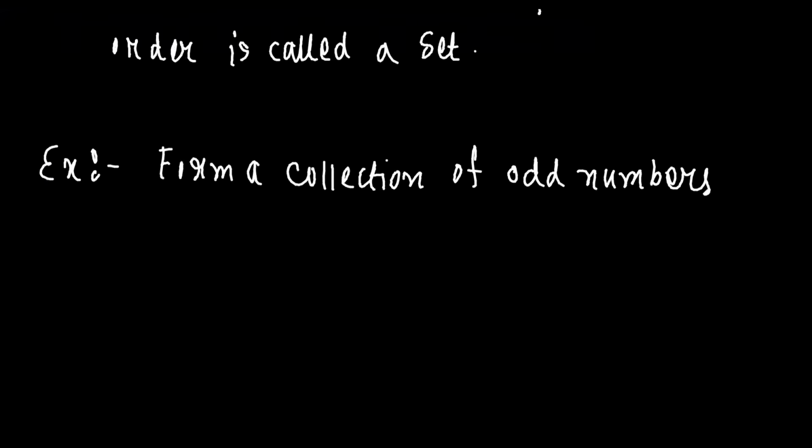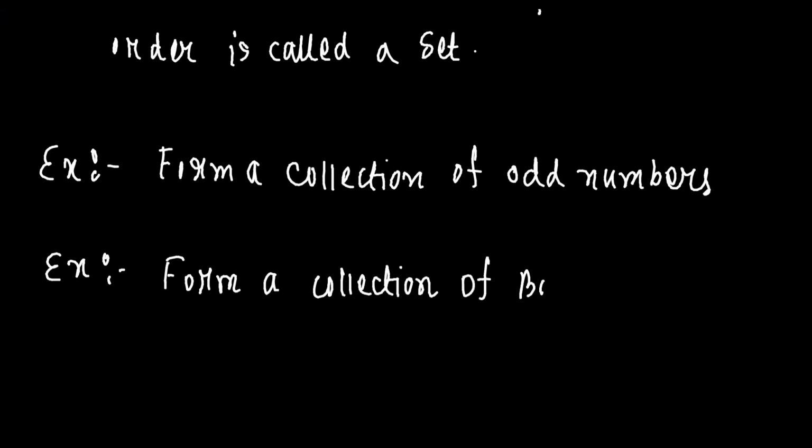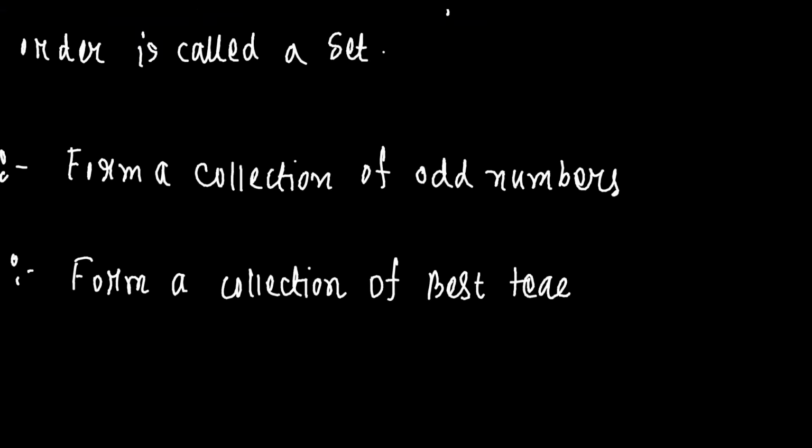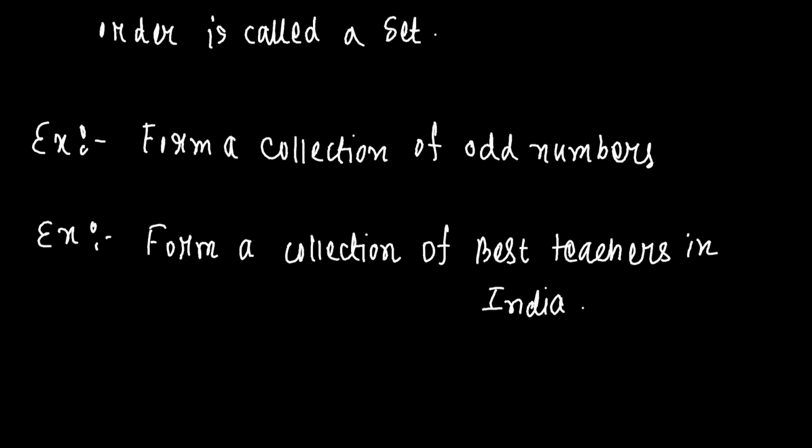But if I tell you to form a collection of best teachers in India, that will not be easy. Why? Because this is a contradictory sentence. Different people will have different opinions on this. According to you, you can have a best teacher. Other people will say that he or she is my best teacher. So different people have different opinions about their best teachers, so it will not match.